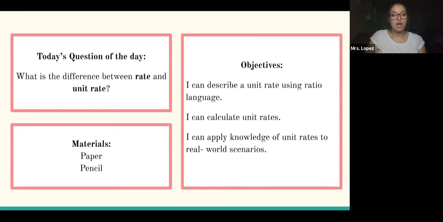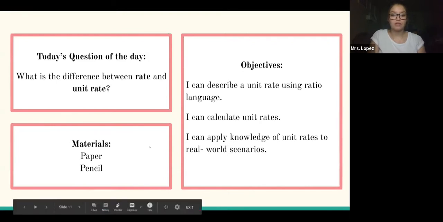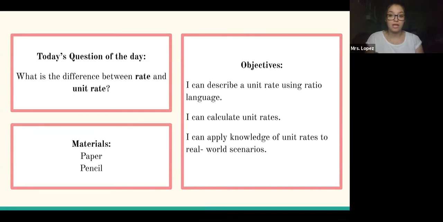Okay. So now that you should have your materials and the background music has stopped playing, we have our objectives, and I'm going to read them to you once, and then hopefully you're able to repeat them as well. So our objective is going to be, I can describe a unit rate using ratio language. Just give you a few moments here. We also have, I can calculate unit rates, and I can apply knowledge of unit rates to real-world scenarios.